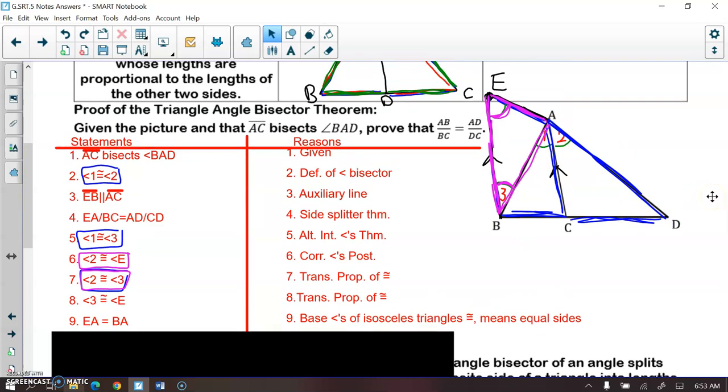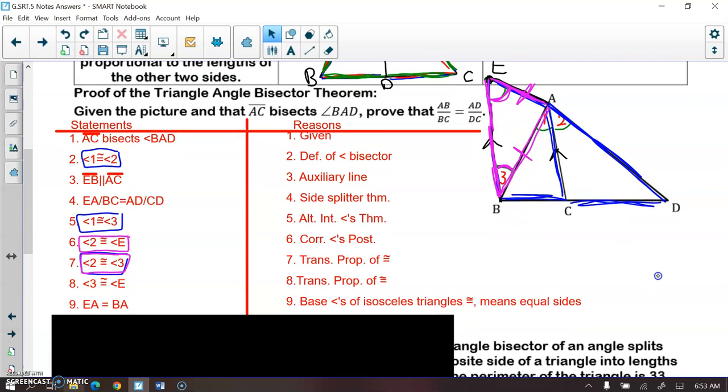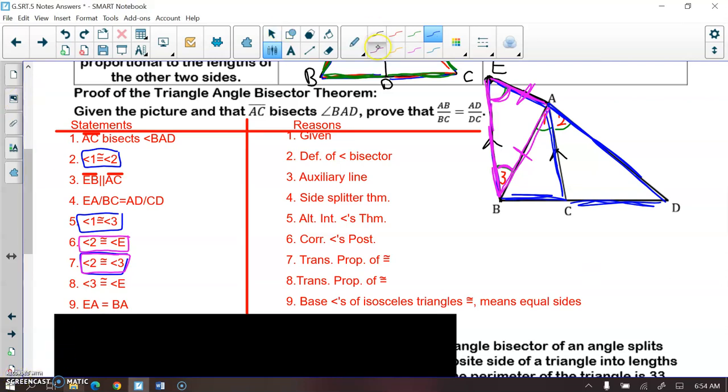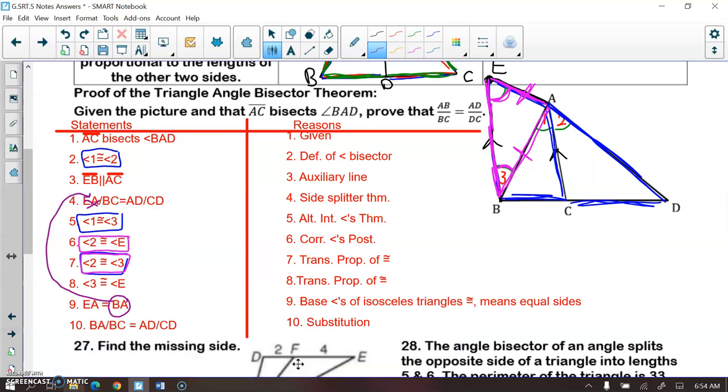So what that means is that EA would be congruent to BA because base angles of isosceles triangles are congruent. Since it's isosceles, that means that the legs are congruent as well. And then from here, if I know that EA equals BA, then I can take BA and substitute it into my side splitter theorem to get BA over BC is equal to AD over CD, which is the same as AB over BC is equal to AD over CD, because BA is the same as AB. But we just proved the triangle angle bisector theorem.